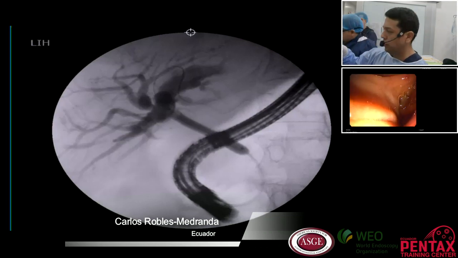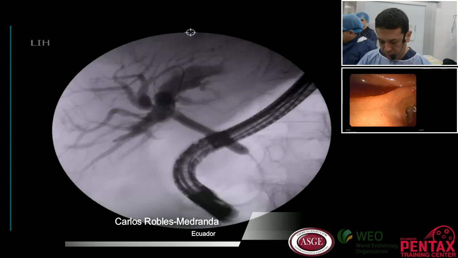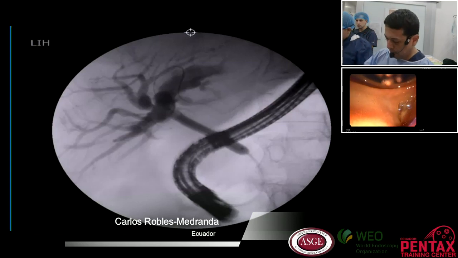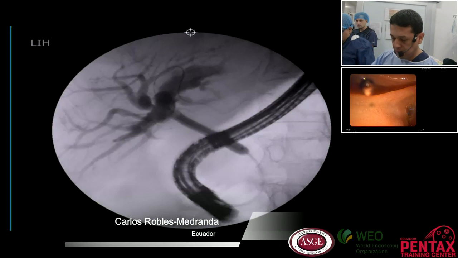I am using the Cook sphincterotome. I like it. It's a good product. Okay, so finish now.